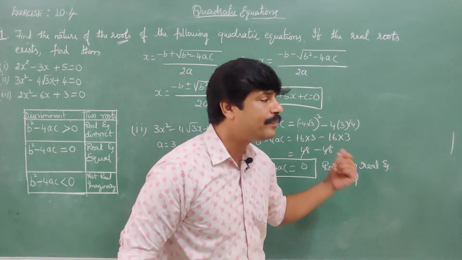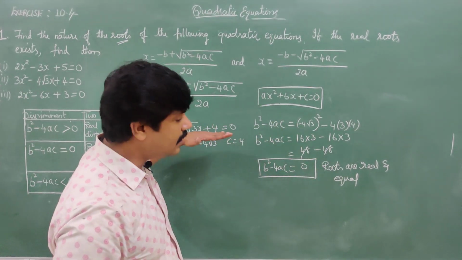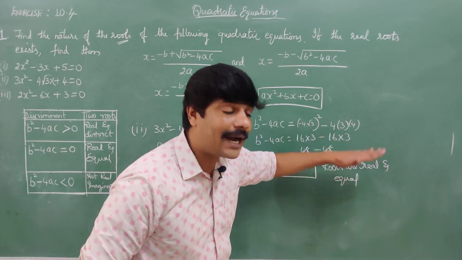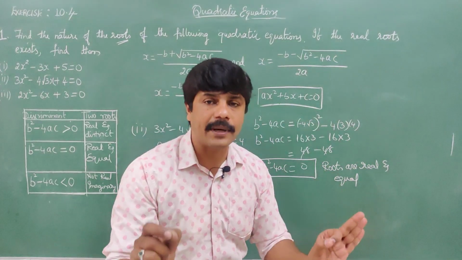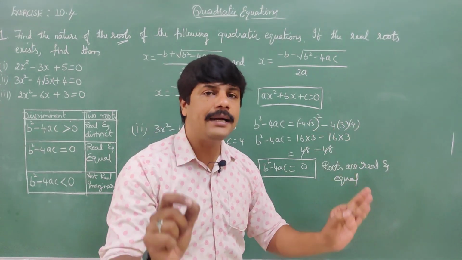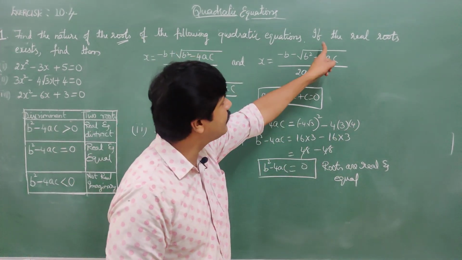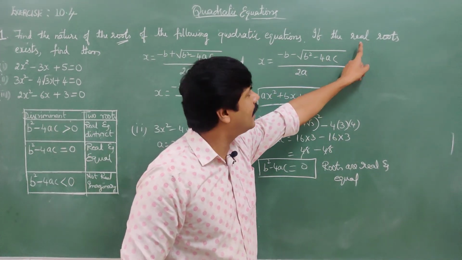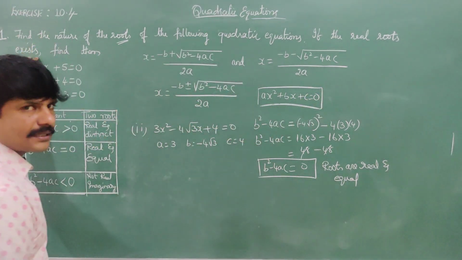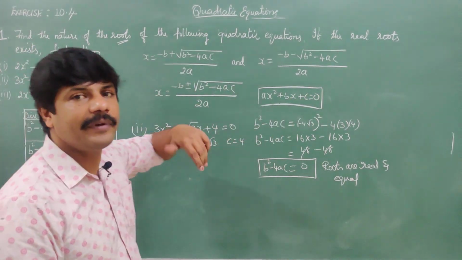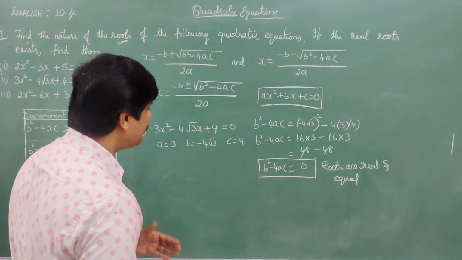What is the nature of the roots of this quadratic equation? Roots are real and equal. Remember, roots are real and equal. This point is finished. What is asked here is finished. Next, if the real roots exist, then find them. We are going to find them. What are those? Understand? So how do you find them?